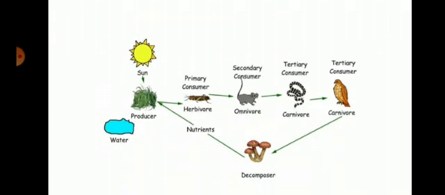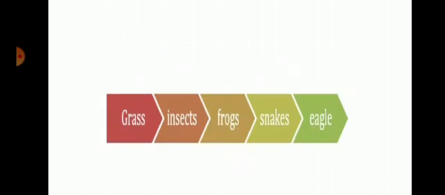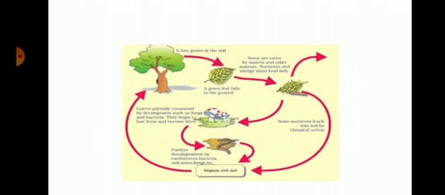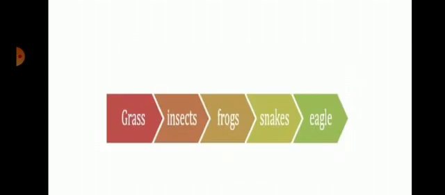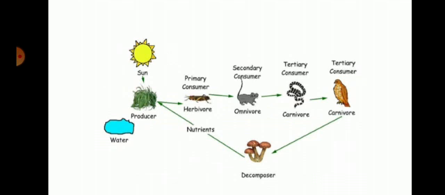Then we go to the food web. Multiple food chains are interlinked together to form a food web. A food web is an indicator of how closely plants and animals of a region depend on each other. If any one member is affected, the entire food web gets disturbed.